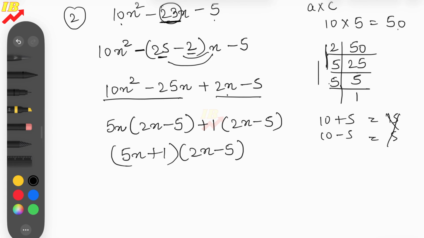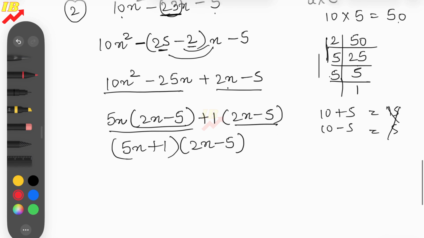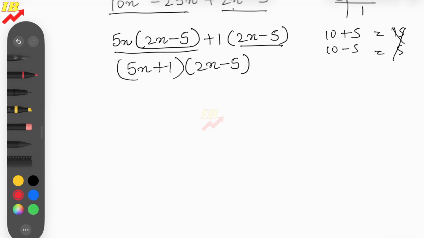Always check that you get this and this term the same, right? If it is changing the sign, if it is not coming out the same, that means your solution part is wrong. You need to recheck your answer, right? I hope you understand this. Let's take one more question.